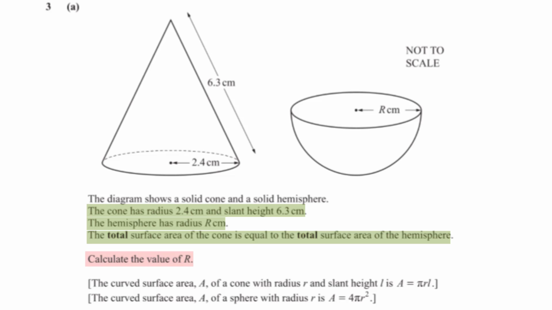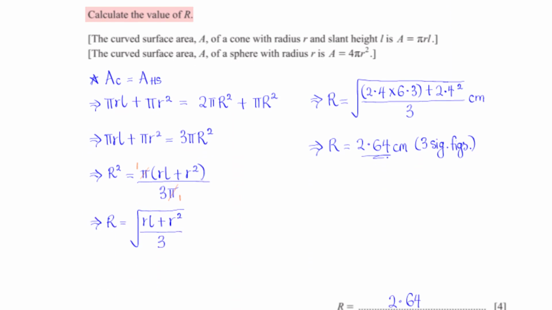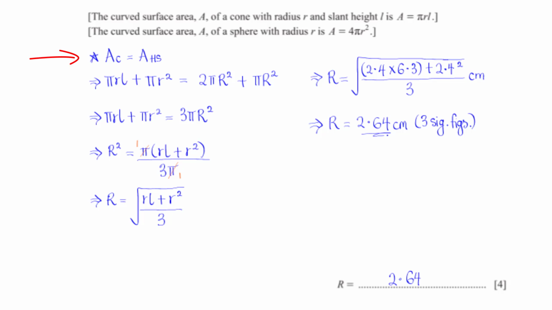We've been given the curved surface area of the cone as A equals pi r l, and we've also been given the curved surface area for the sphere, which is A equals 4 pi r squared. So from the question, we've been told that the total surface area of the cone is equal to the total surface area of the hemisphere. The total surface area of the cone is equal to the curved surface area, which is pi r l, plus the flat circular surface area at the bottom, which is pi r squared.